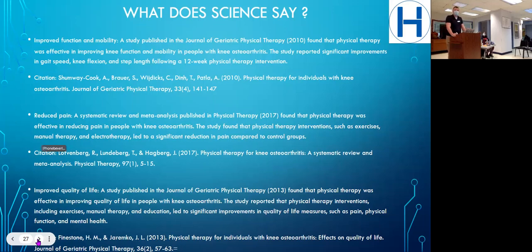So one of the things, improved functional mobility. A study published in the Journal of Geriatric Physical Therapy in 2010 found that physical therapy was effective in improving knee function and mobility in people with knee osteoarthritis, but it took 12 weeks. So it didn't happen the day after. So as I said, recovery takes time.